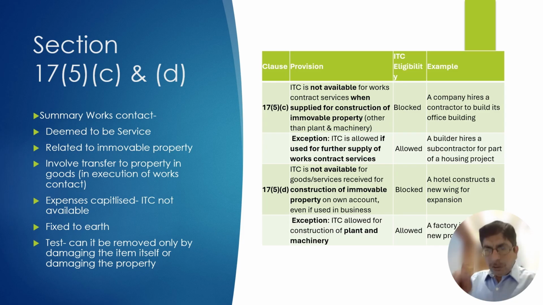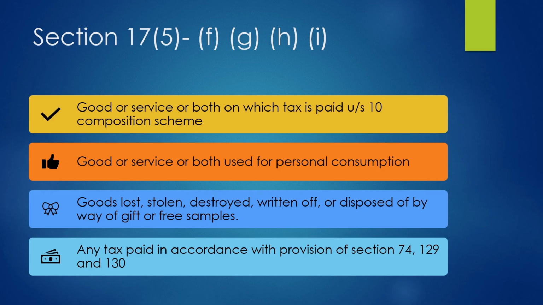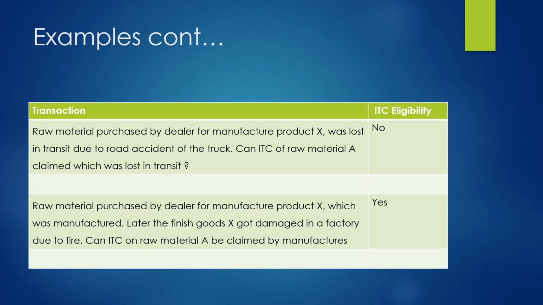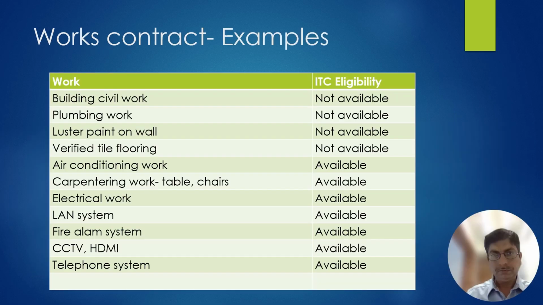Okay. Now let's take an example that there is a construction work going on, and in which cases the ITC credit is not available, and in which cases the ITC credit is available, with the help of certain examples. So let's take the example relating to the works contract.